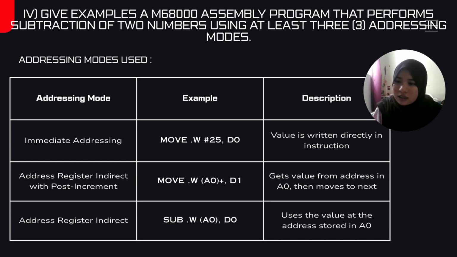Okay, so here are the addressing modes that I use. Okay, here we have immediate addressing. For example, move.w #25,D0 and the description is the value is written directly in the instruction. Okay, next is address register indirect with post increment addressing. The example is move.w (A0)+,D1. Okay, for the description, it gets the value from the address in A0 then moves to the next.